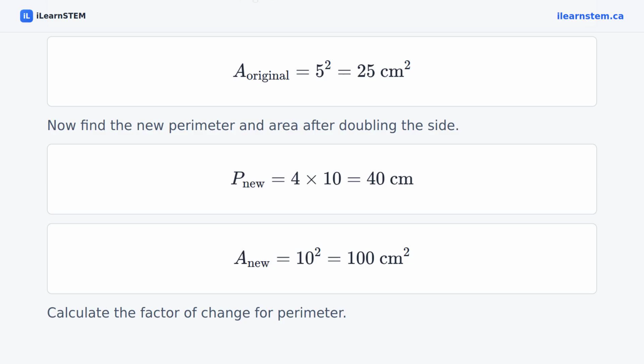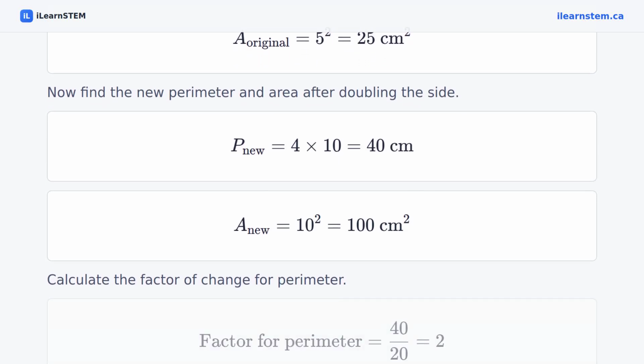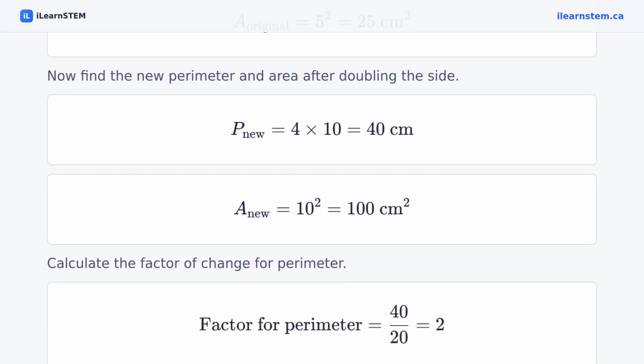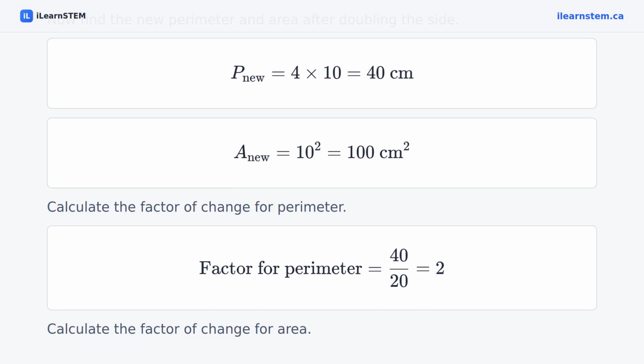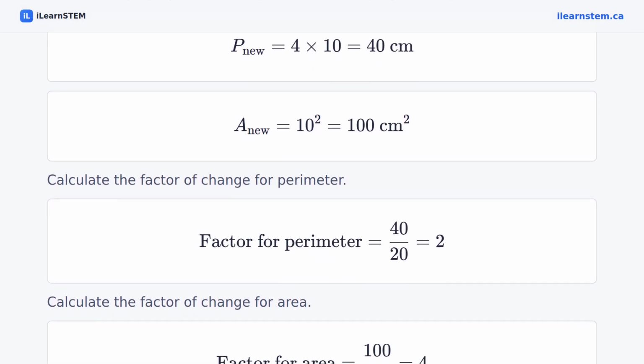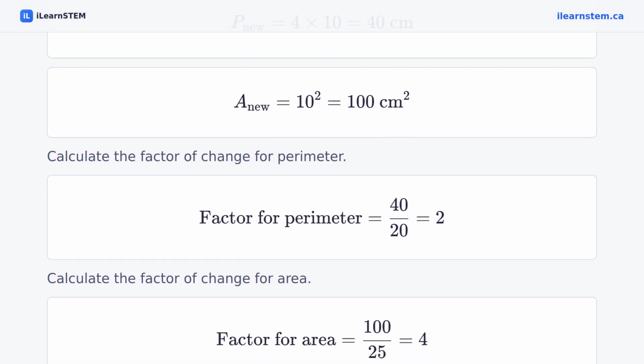Now calculate the factor of change for perimeter. The factor for perimeter is 40 divided by 20 equals 2. Now calculate the factor of change for area. The factor for area is 100 divided by 25 equals 4.